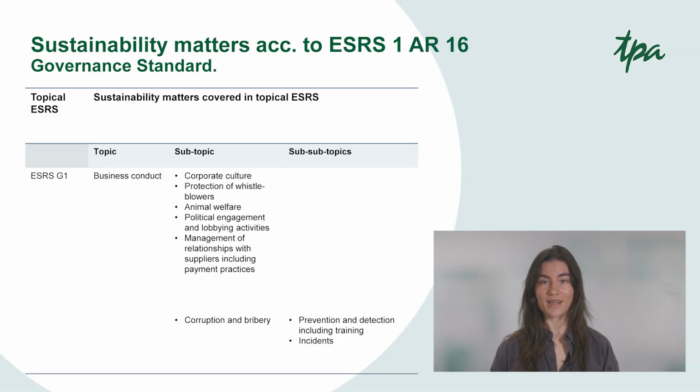On this slide, I would like to give you an overview of the various topic-related sustainability aspects of governance in accordance with the ESRS. The governance standard G1 Business Conduct deals with topics such as corporate culture, protection of whistleblowers, animal welfare, political engagement and lobbying activities, management of relationships with suppliers, and corruption and bribery.